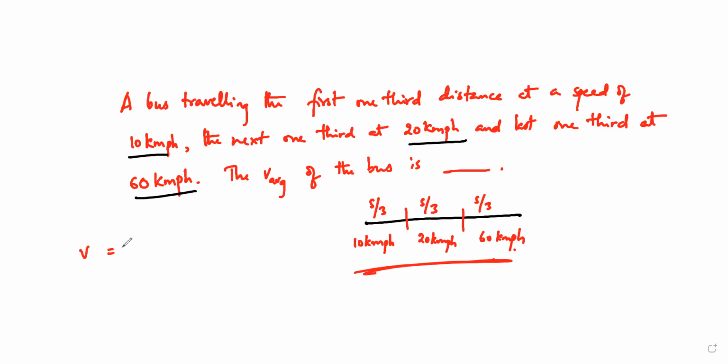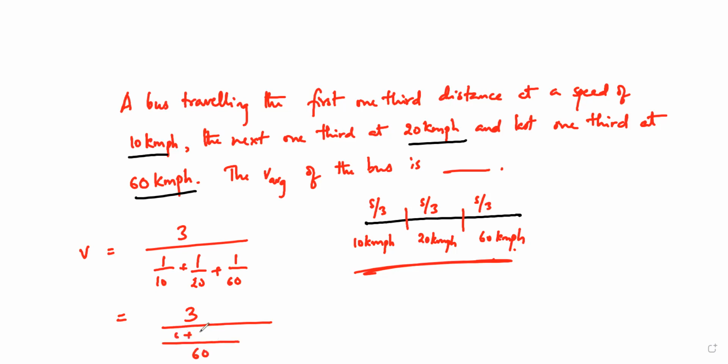Just now I told n by (1 by v1 plus 1 by v2 plus 1 by v3). Number of intervals are 3, so n value is 3. So I will just substitute and find the answer. What will I get the answer, sir? 3 by, taking LCM, (6 plus 3 plus 1) by 60. So 3 into 60 by 10. I will get 18 kilometers per hour. Clear?